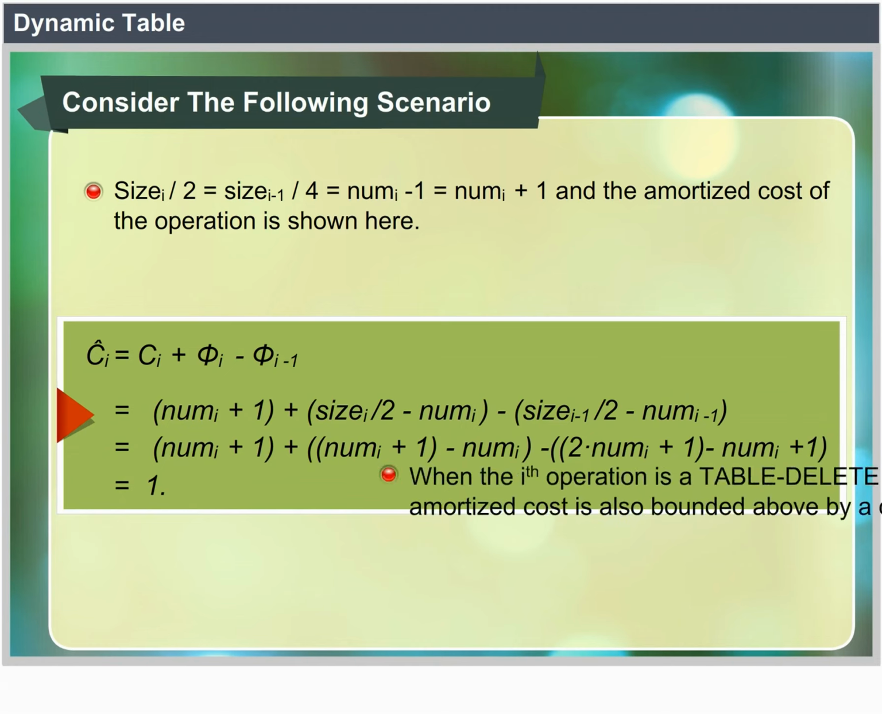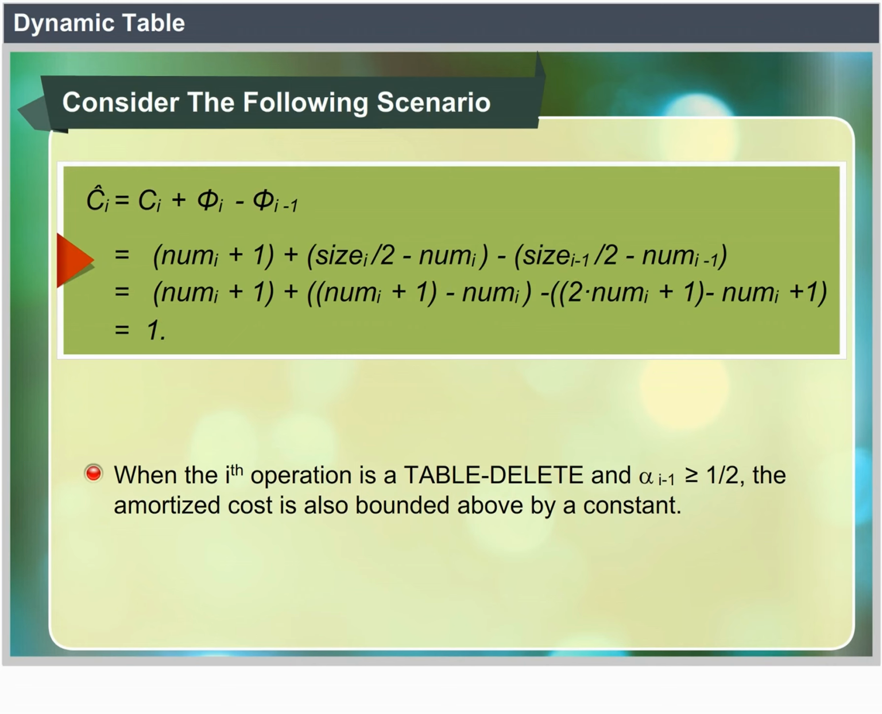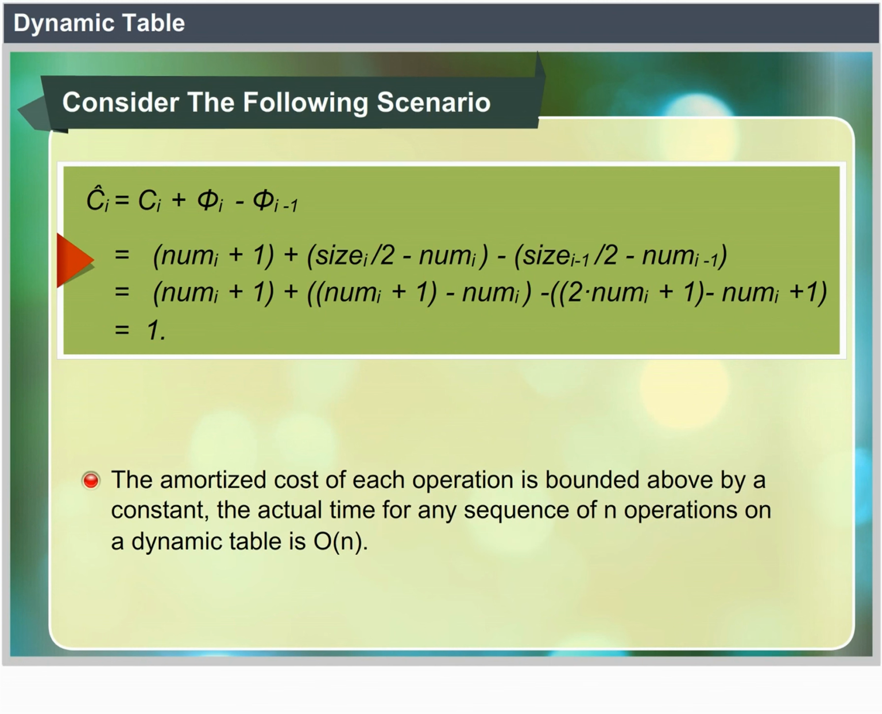When the ith operation is a table delete and alpha i minus 1 greater than or equal to 1/2, the amortized cost is also bounded above by a constant. The amortized cost of each operation is bounded above by a constant. The actual time for any sequence of n operations on a dynamic table is big O of n.